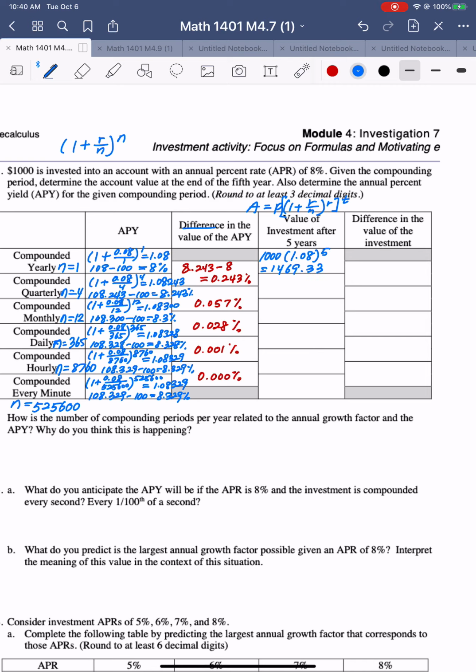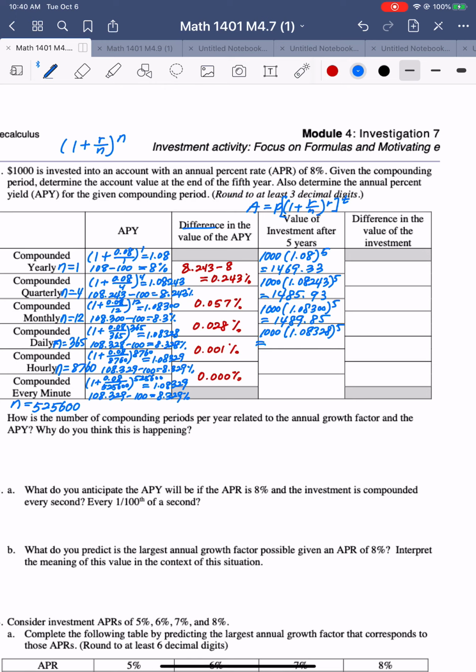$1,469.33. Next one, 1,000 times 1.08243 to the 5th power, I got $1,485.93. Next one is 1,000, and now the rate 1.08300 to the 5th power becomes $1,489.85. For the next one, it's 1,000, and the rate is 1.08328 to the 5th power.